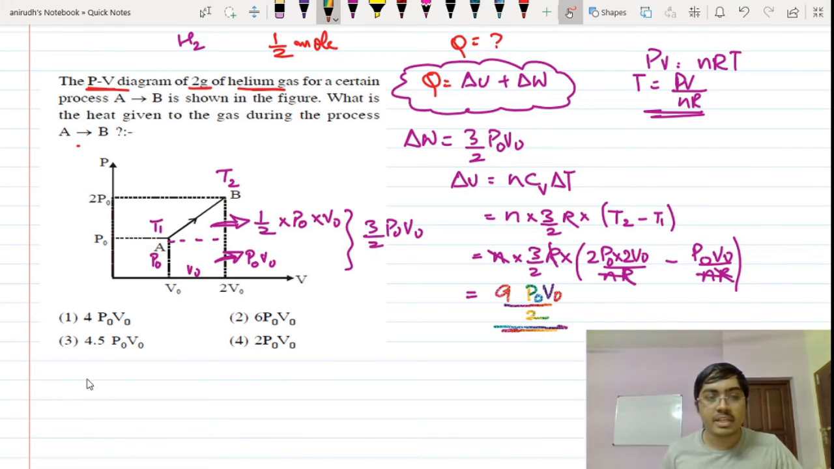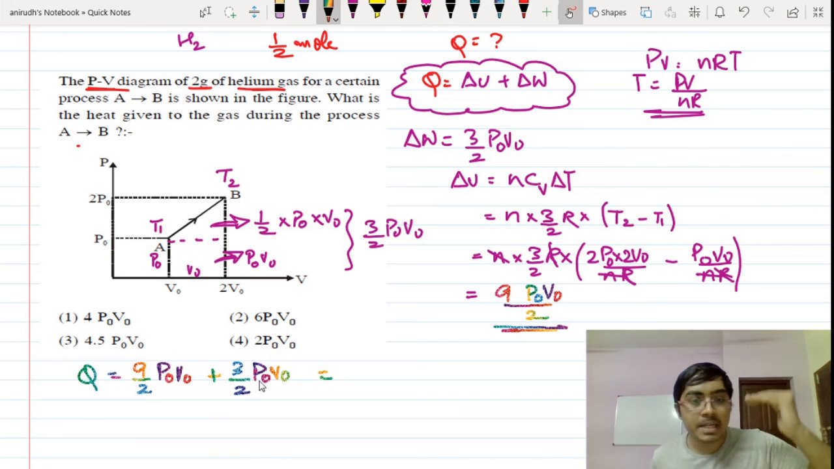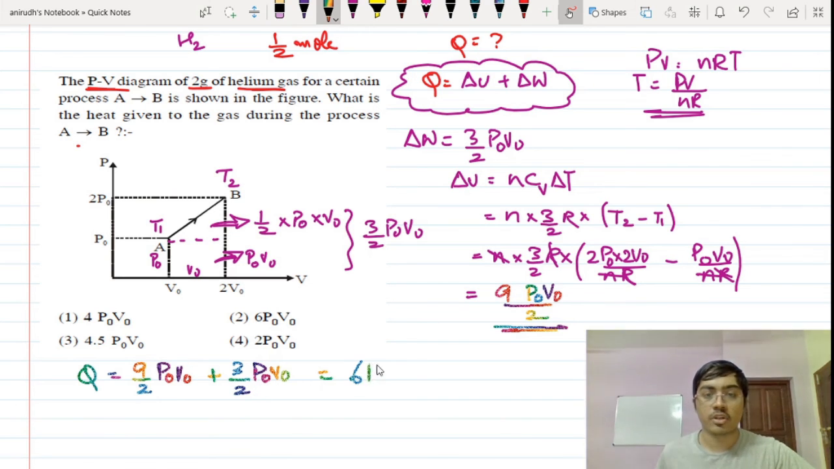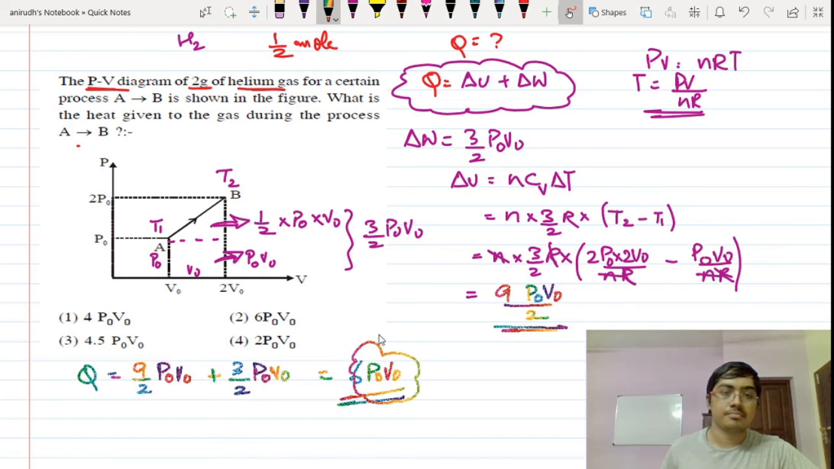So you can substitute here. Q is equal to delta U, which is 9 by 2 P naught V naught, plus work done, 3 by 2 P naught V naught. Now this is equal to 9 plus 3 is 12, 12 divided by 2 is 6, so 6 P naught V naught. Right? So this is your answer, 6 P naught V naught. My answer is option 2.